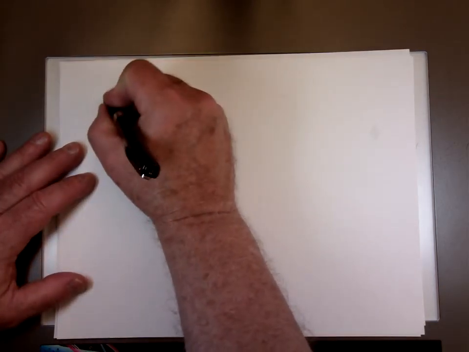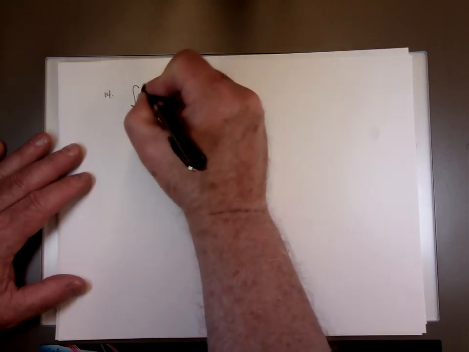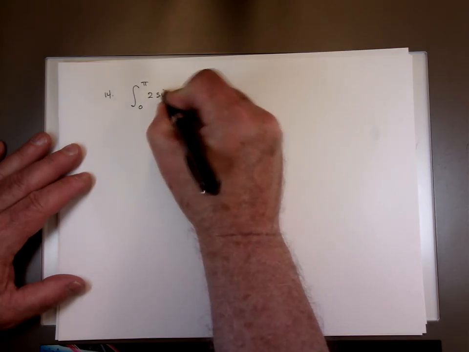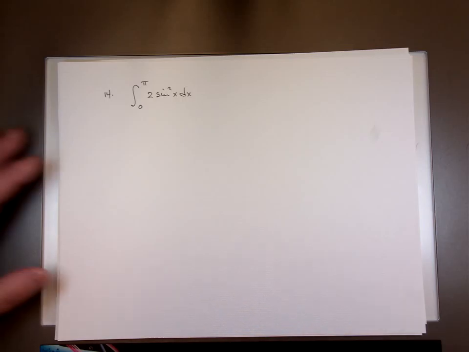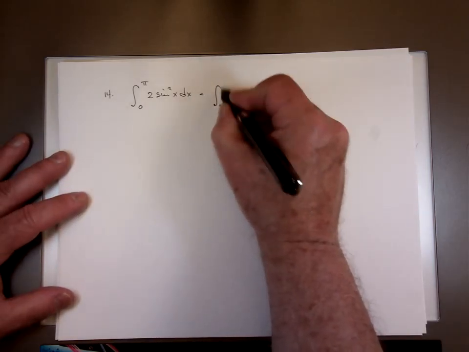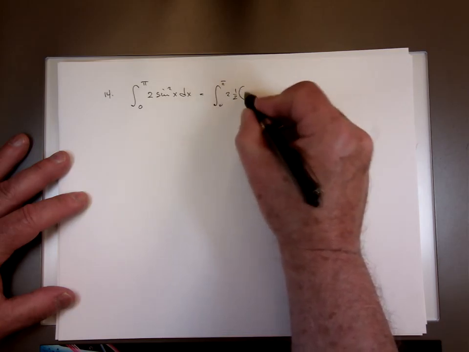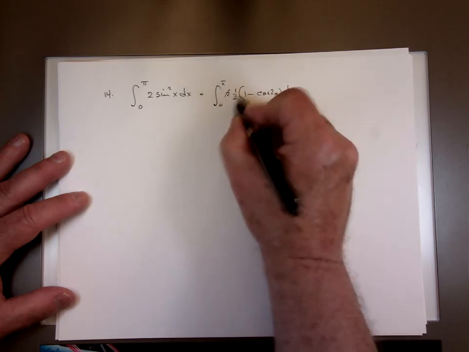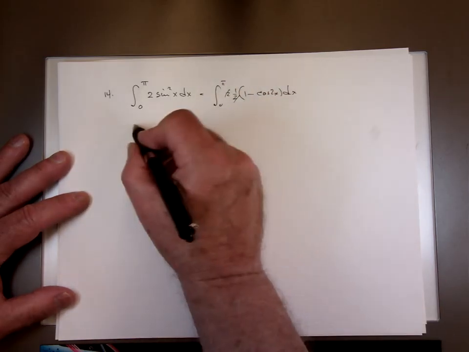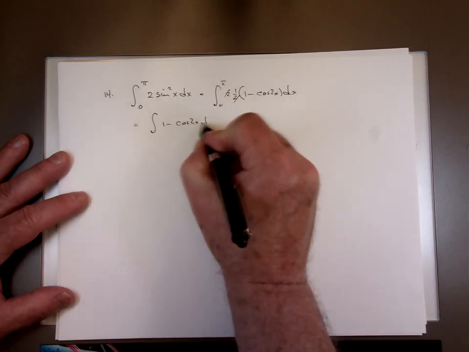14. Integrate the following: 0 to pi, 2 sine squared. Well, to integrate sine squared, you need a half angle substitution, so let's do it. What is sine squared equal to? It's 1/2 the quantity, 1 minus cosine 2x. The 2 and the 1/2 cancel. Now you've got to integrate 1 minus cosine 2x.